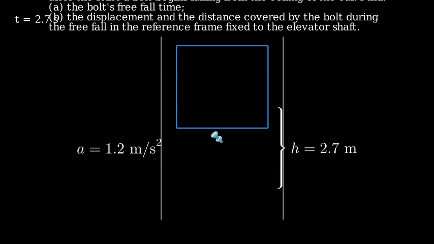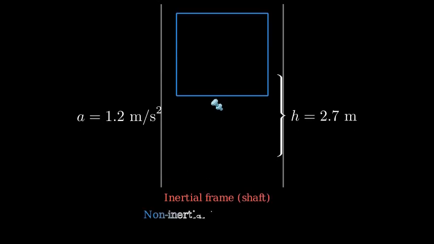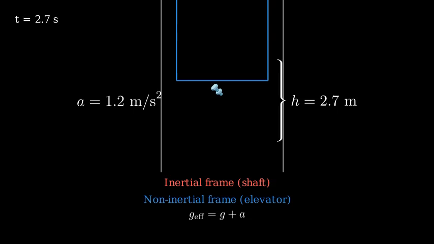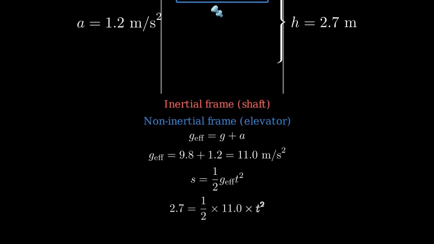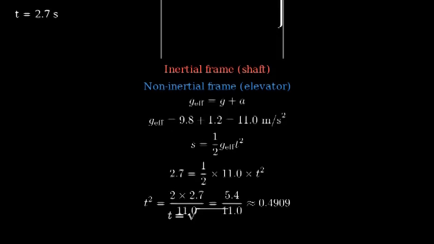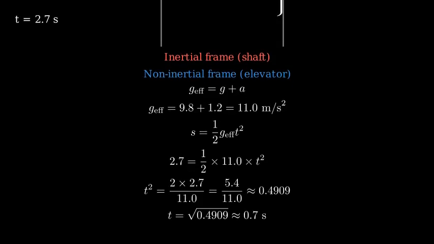Now, let's solve part A, the bolt's free fall time. First, we need to understand that we're dealing with two reference frames, one fixed to the elevator shaft, the inertial frame, and another fixed to the elevator, the non-inertial frame. In the elevator's reference frame, the bolt experiences an effective acceleration that's the sum of gravitational acceleration g and the elevator's acceleration a. So, the effective acceleration is 9.8 plus 1.2, which equals 11.0 meters per second squared. Using the kinematic equation for displacement, S equals 1/2 g effective times t squared, where S is 2.7 meters, we can solve for the time t.